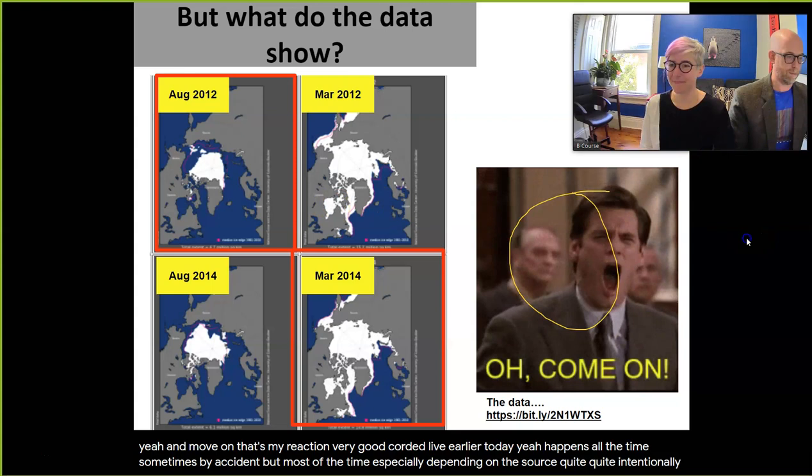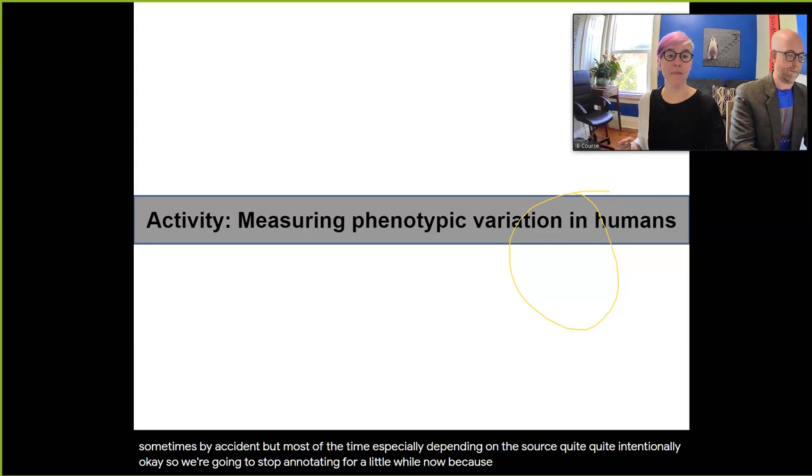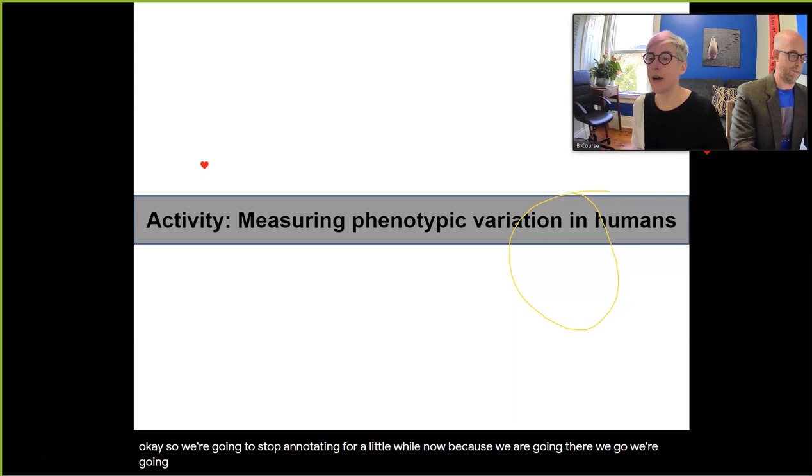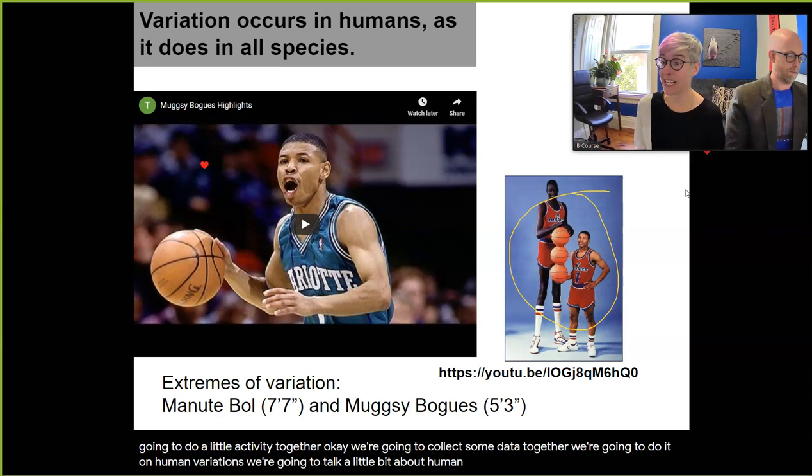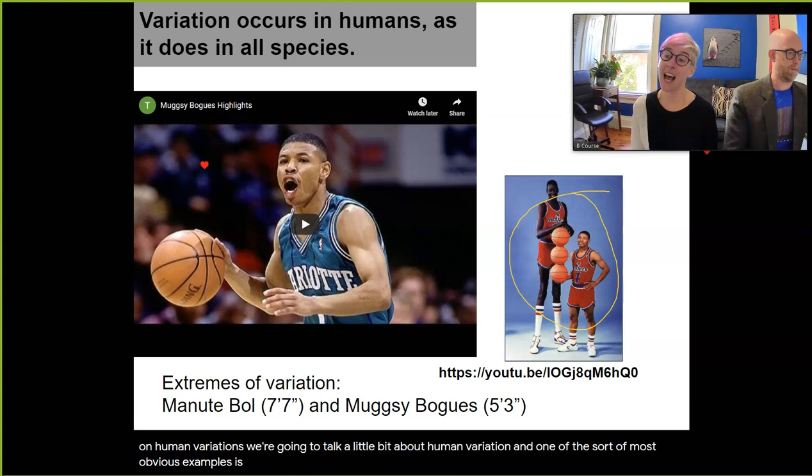Okay, so we're going to stop annotating for a little while now because we are going to do a little activity together. We're going to collect some data together. We're going to do it on human variation. So we're going to talk a little bit about human variation. And one of the most obvious examples is the height of humans. And there are some beautiful differences associated with our height.